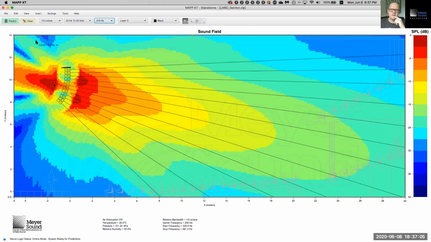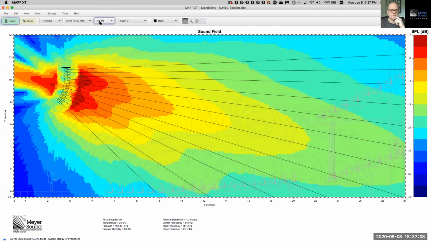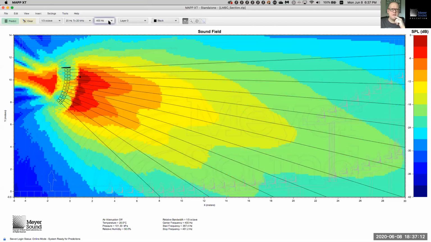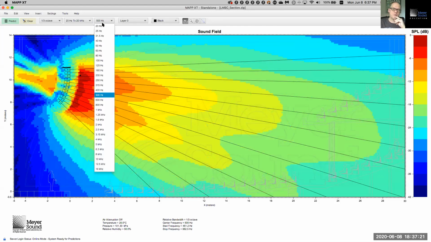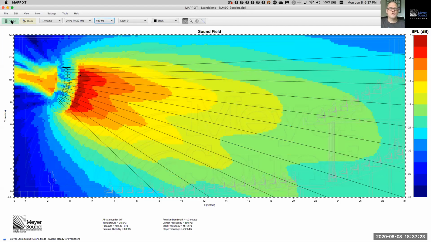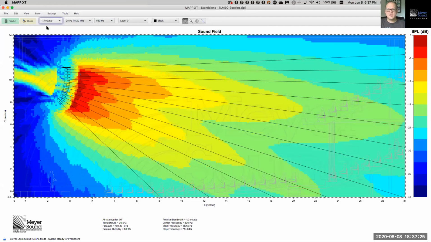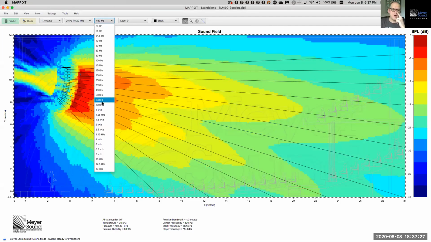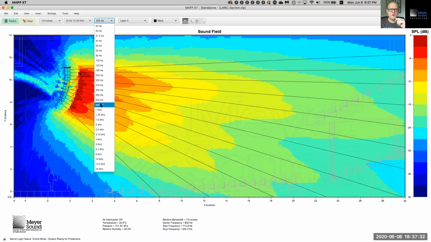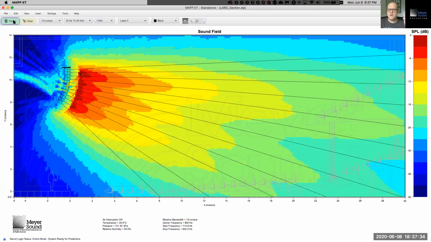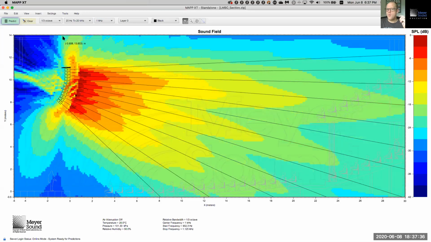Let's go to 315. Let's go to 400. Now you start to see that the beam progressively starts to become wider again, because we're leaving the regime where the line length and shape are the driving force, and we're crossing into the regime where amplitude steering, point and shoot starts to work in our favor.